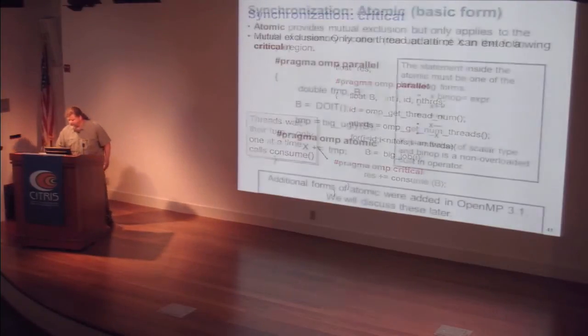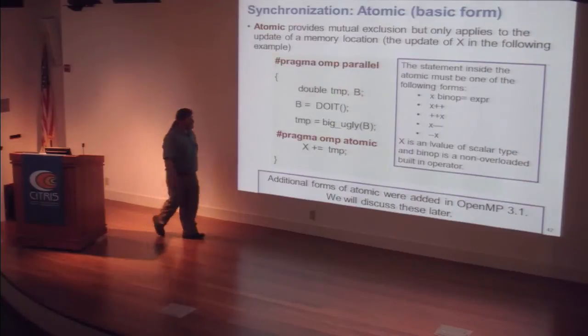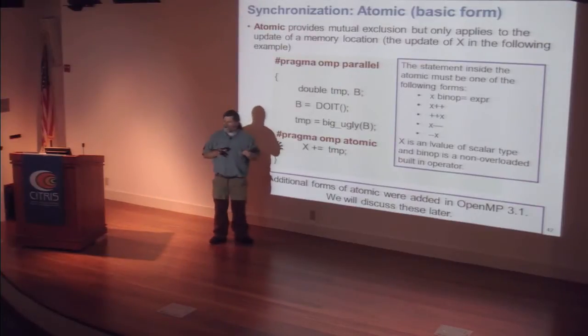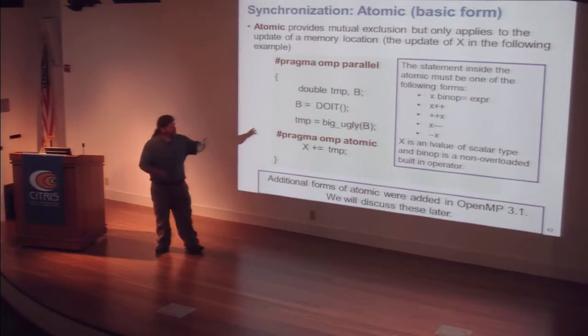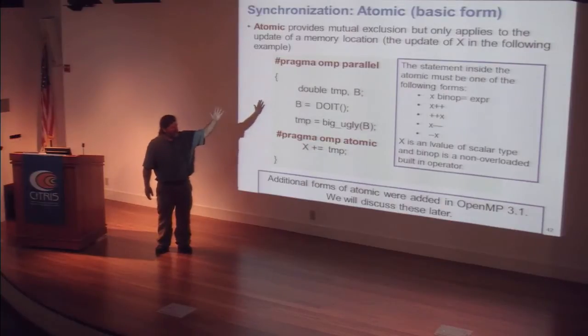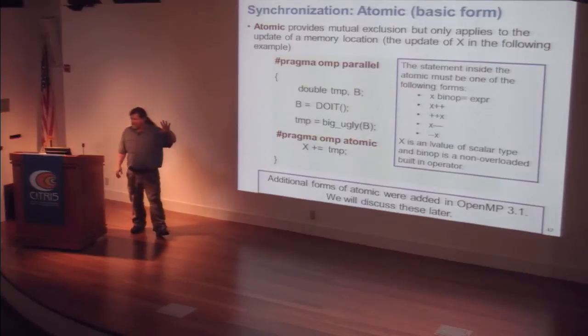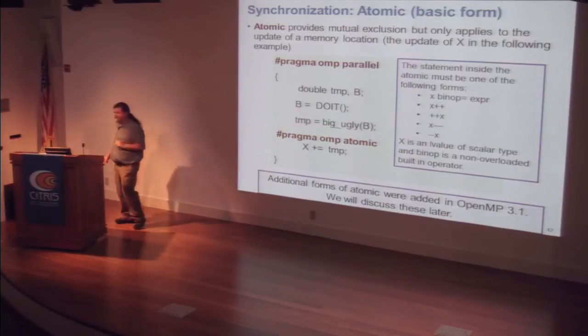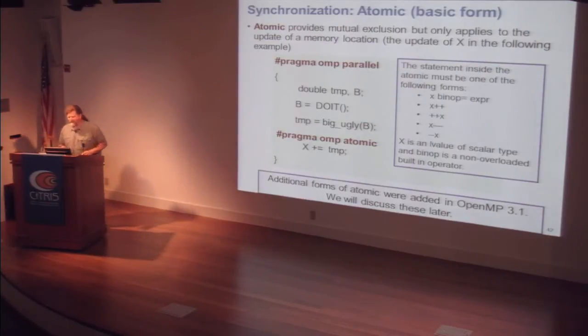With atomic, we really do restrict it. Look, it has to map onto hardware atomic structures. So it's going to be X binary operation on expression. It's going to be an increment, a decrement. It's going to be very simple, and it's just protecting the assignment into that variable. I'll say more about that later. All right? Another question. Yes?